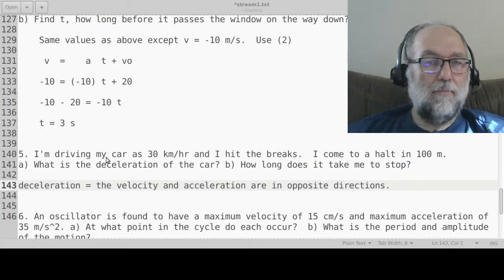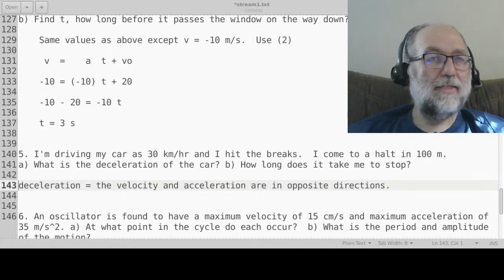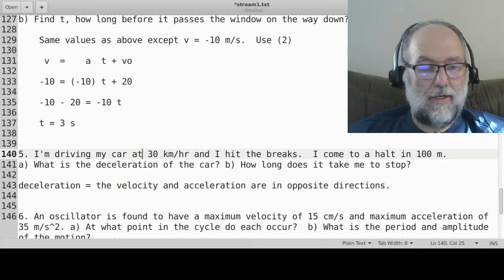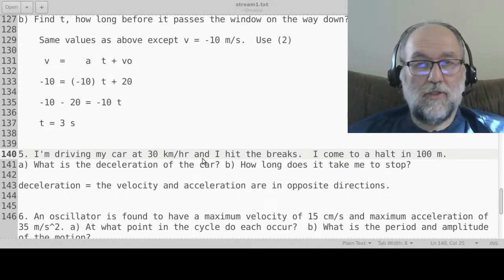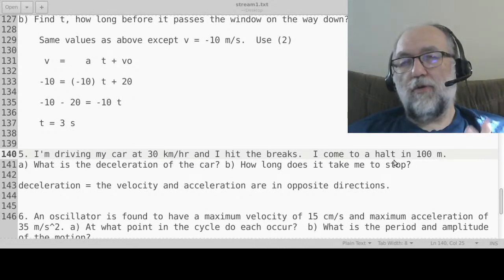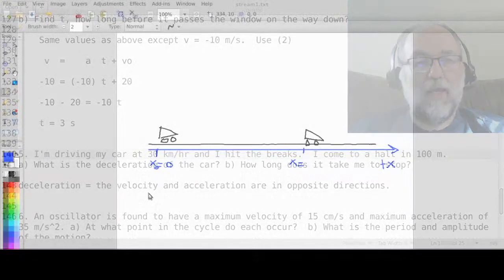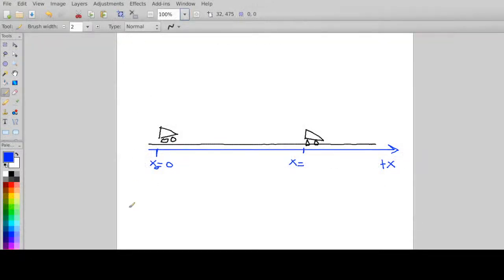It says, I'm driving my car at 30 kilometers an hour, and I hit the brakes. I come to a halt in 100 meters. So if I started to brake right at this point here, right at the origin, then I come to a halt in 100 meters. How far did I travel here? 100 meters.